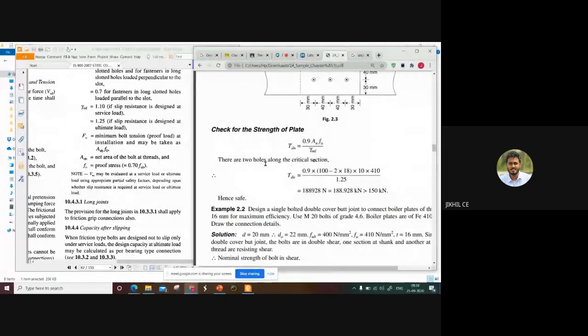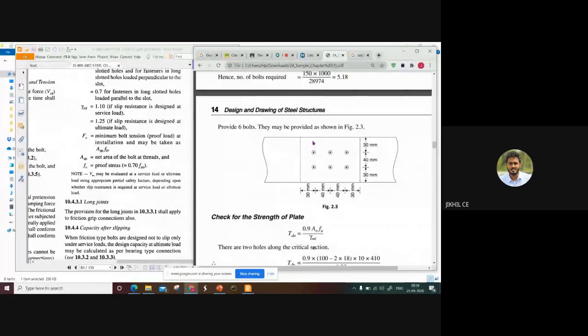There are two holes along the critical direction. So you have to understand that suppose we're taking this section, that means a section of the plate between two bolts. As there is no cutting between these two bolts, it will be stronger. But as we're making the holes here and here, along this cross-sectional line we have two holes, right? So this will weaken the section of the plate.